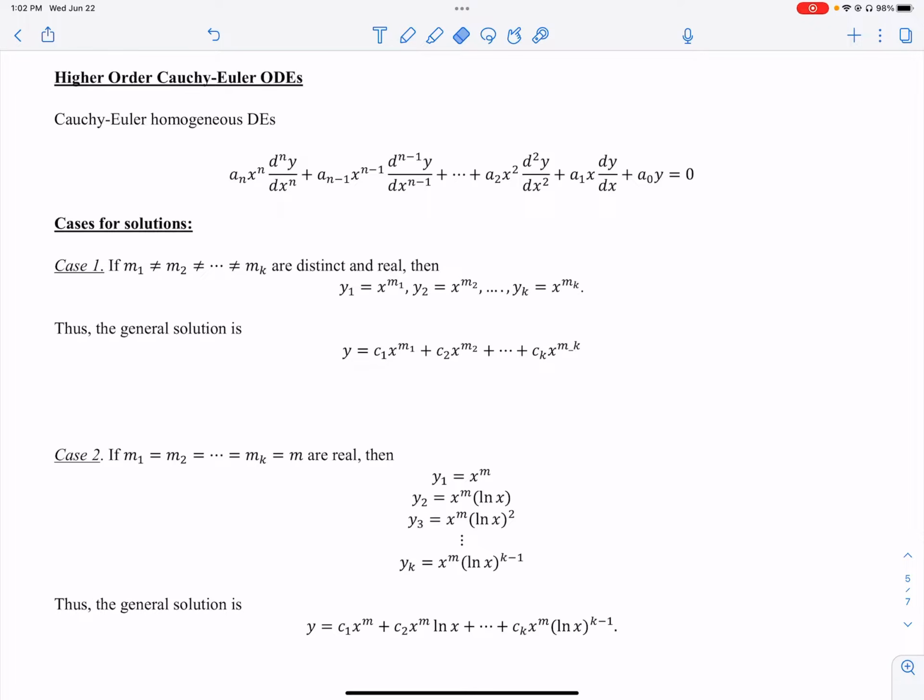In this video, we'll finish up our discussion of section 4.7 and 8.5 by working with higher order Cauchy-Euler ODEs. There's only a little bit that changed. The method to solve it will be exactly the same. The only thing that's going to change is our cases.